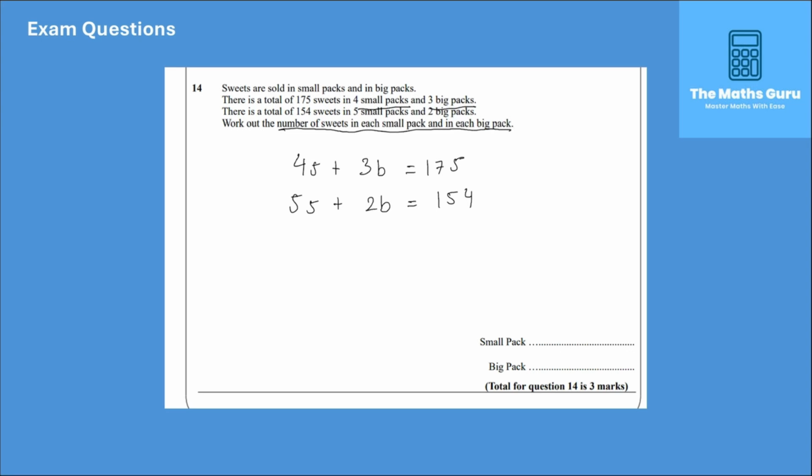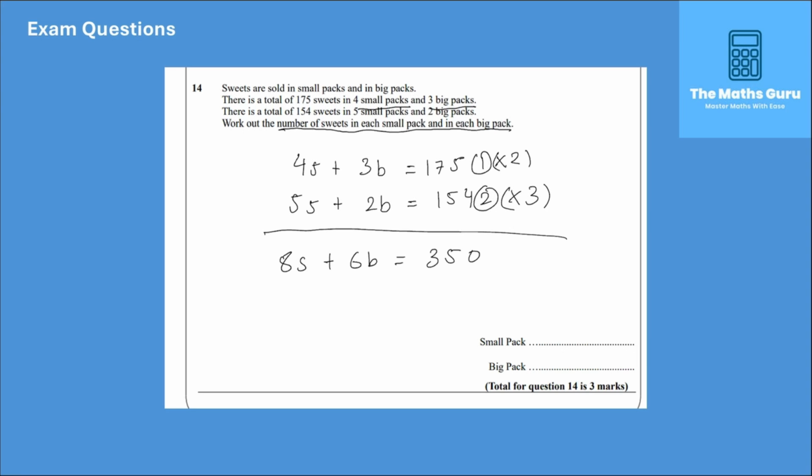So in this case, let's cancel out our s's. Actually, no, let's cancel out our b's because the numbers are smaller, meaning that there is less multiplication. So times equation 1 by 2 and equation 2 by 3. So timesing equation 1 by 2, we get 8s plus 6b is equal to 350. We get that 15s plus 6b is equal to 462.